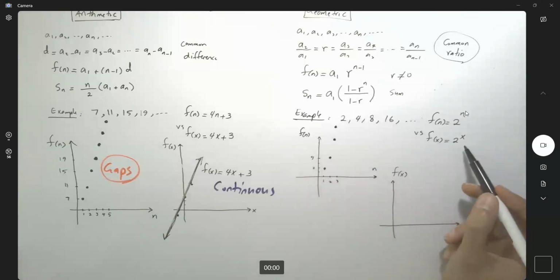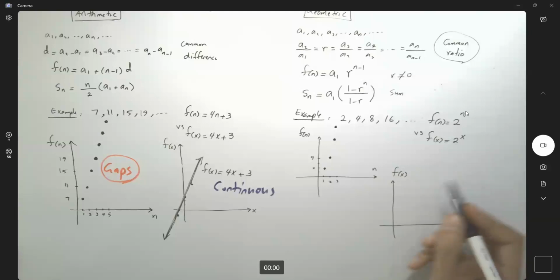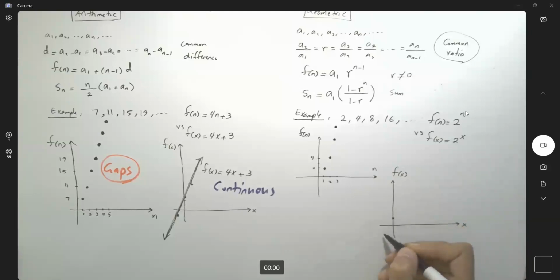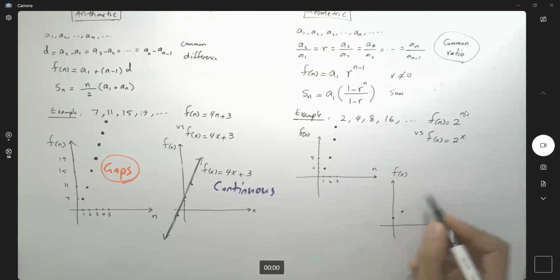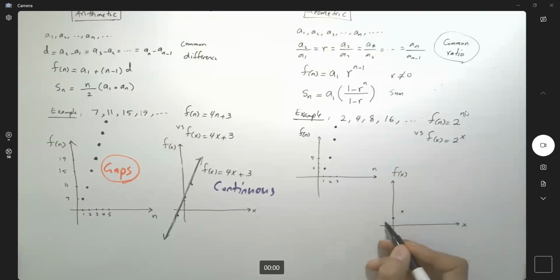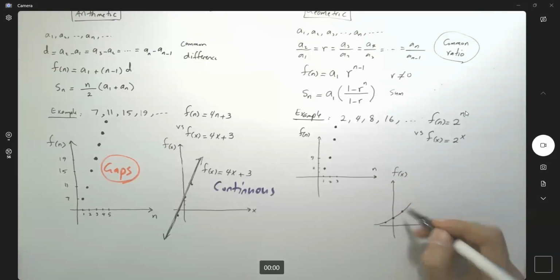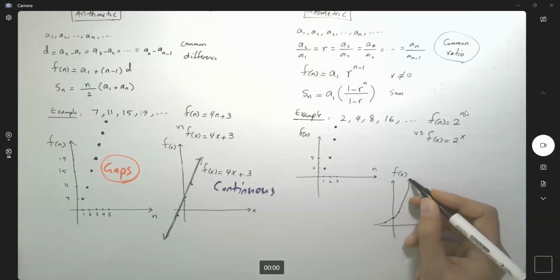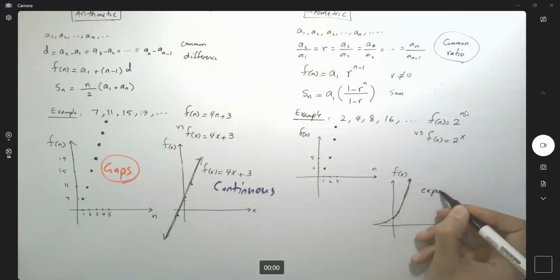But when it comes to 2 to the x, if I plug in 0, I get 2 to the power 0, which is 1. If I plug in 1, I get 2. If I plug in -1, I get a half. So if I connect these together, the graph of the exponential function looks like this, a little bit sharper down here. This is your exponential function.